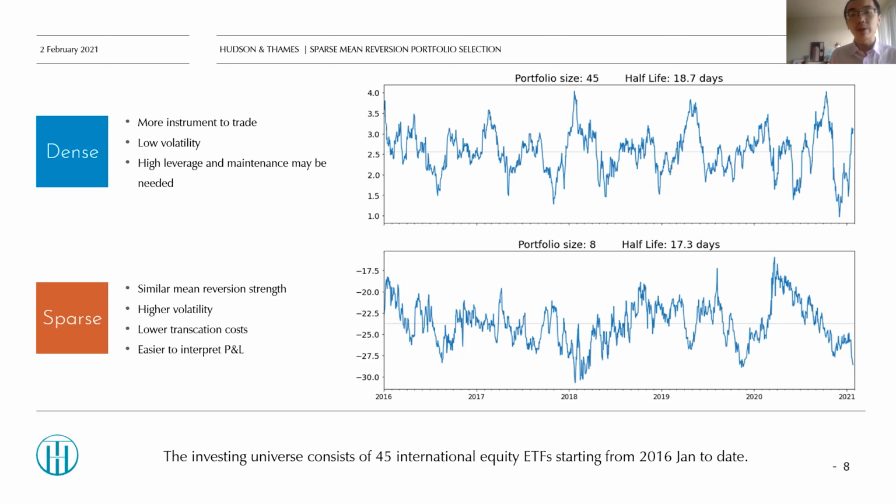So you can see these two portfolios have similar mean reversion strength. You can see from their mean reversion half-life, both of them will mean revert at around 18 days. However, for the dense portfolio, you will need to trade all 45 assets. And you can actually see from the range of the portfolio value that this portfolio has low volatility.